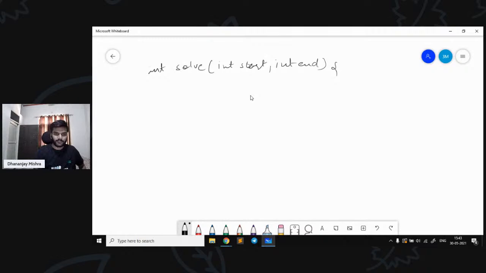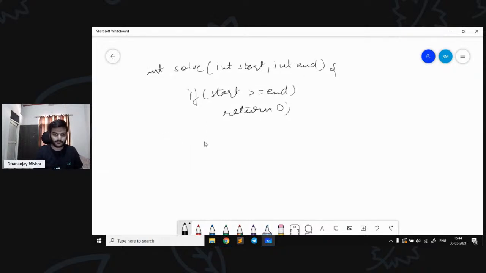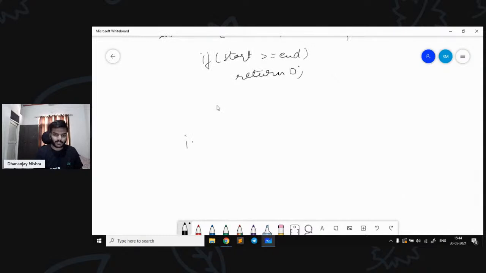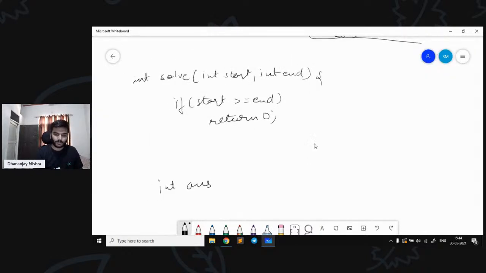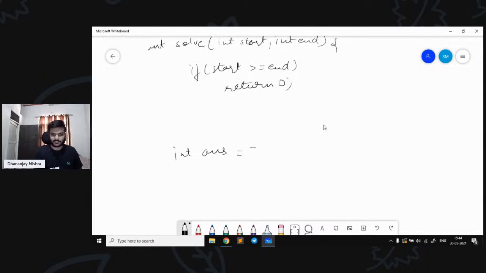We had a base condition: if start is greater than or equal to end, I will return 0. And I will have an answer variable initialized to int max. We had a variable answer to store the final answer for that particular state. For each state we have an answer, and we have to return it to its parent state. That's all we do in recursion. So we initialize our answer as int max.